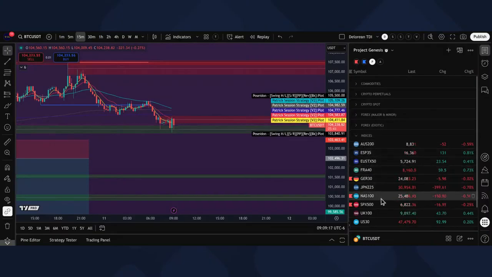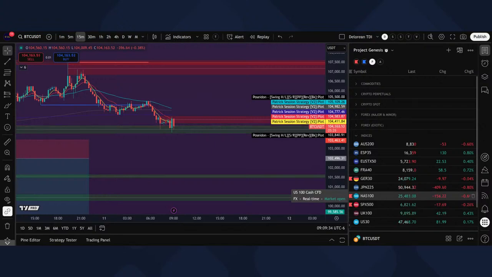I was reading an article about this earlier this morning. Apparently, the NASDAQ is getting smashed because SoftBank, for some reason, and maybe they know something we don't know yet, sold $5.8 billion worth of NVIDIA stock this morning.